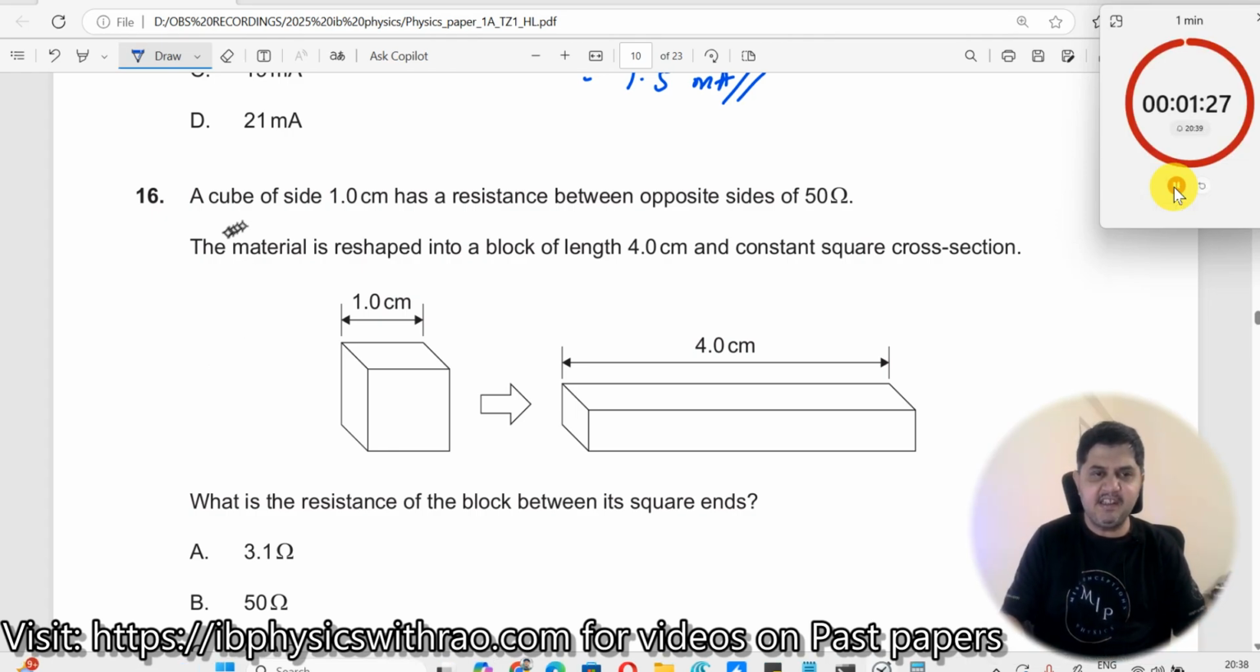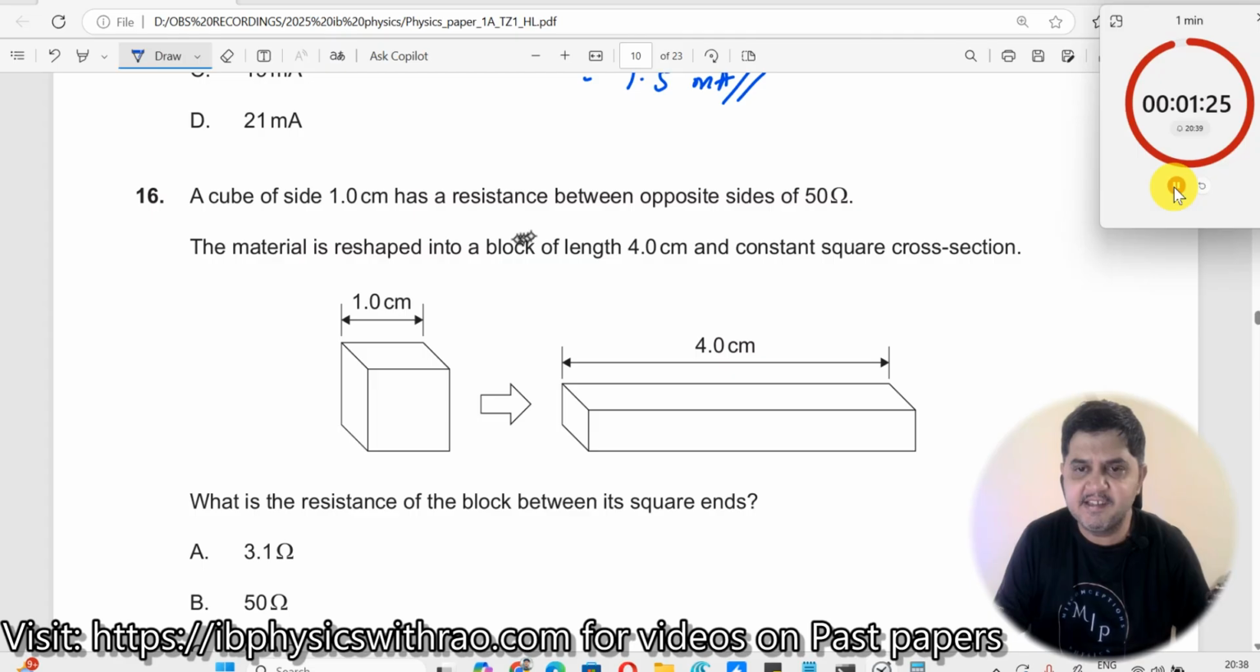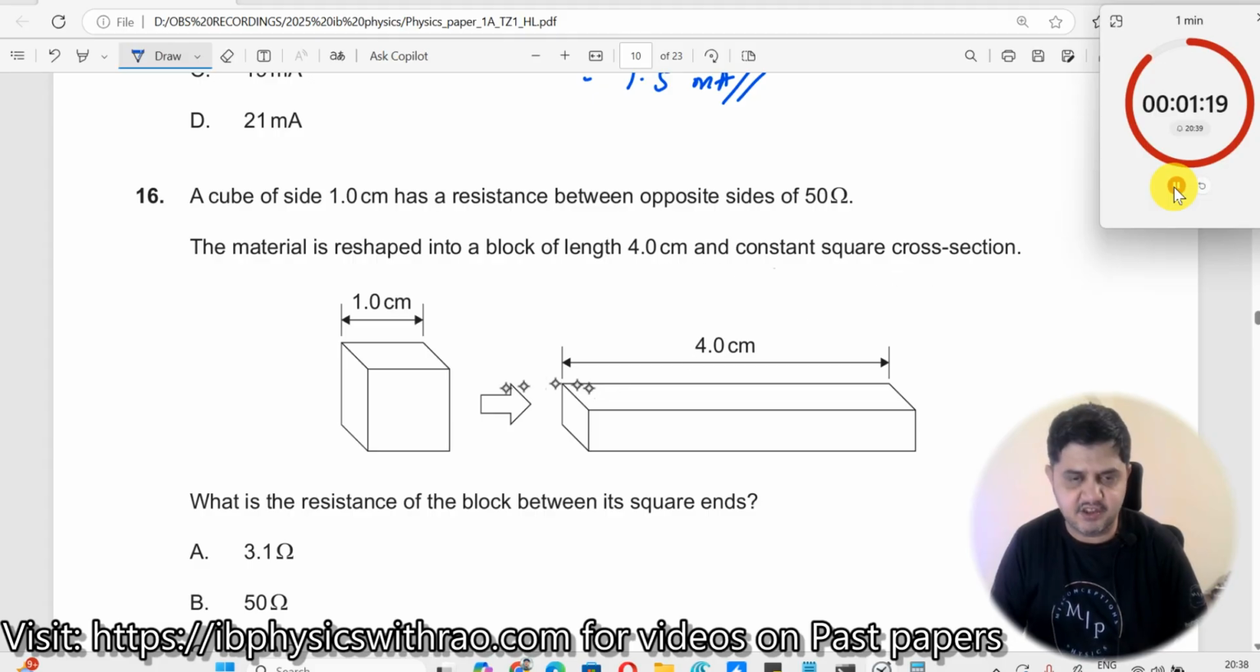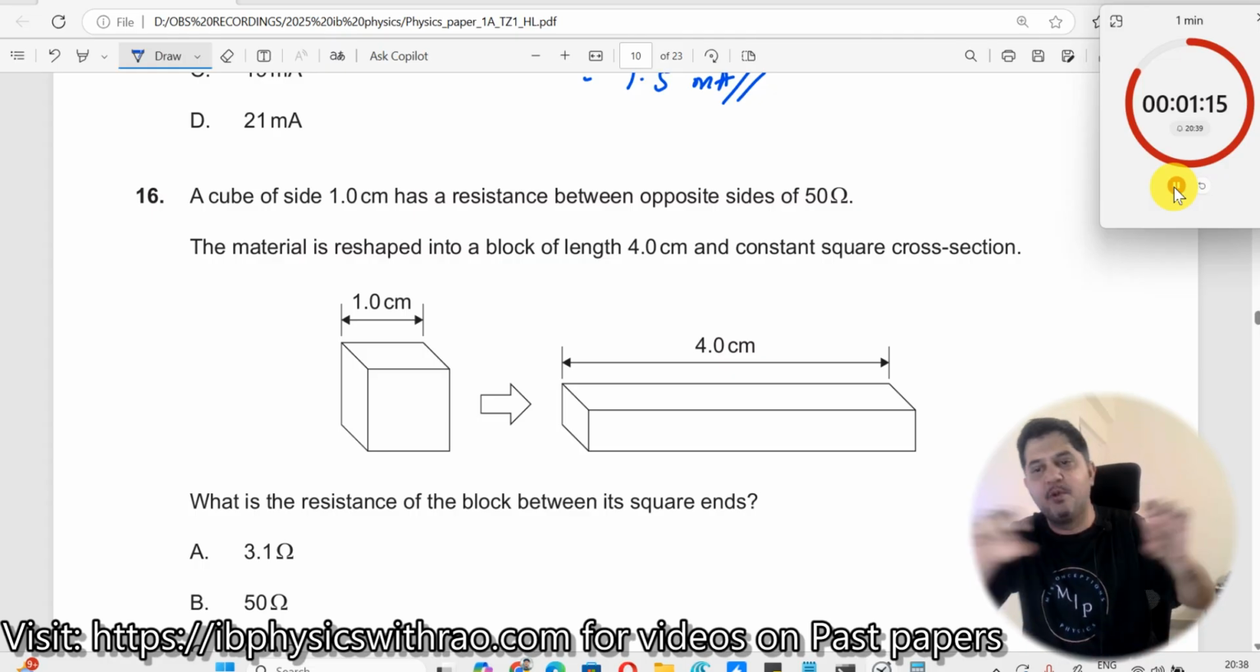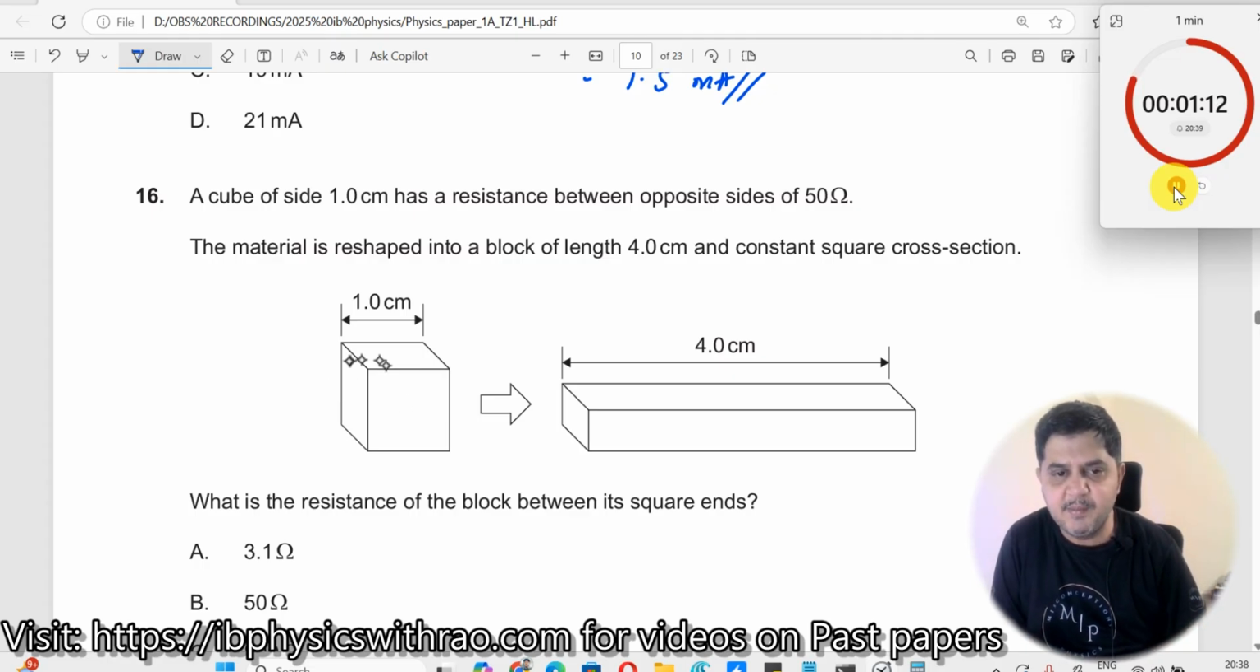Question number 16. A cube of side 1 centimeter has a resistance between its opposite edges of 50 ohms. The material is shaped into a block of length 4 centimeter and constant cross section, which means you are not going to add any mass to it. You are just going to pull it like this, right? So therefore, the volume is going to be a constant.